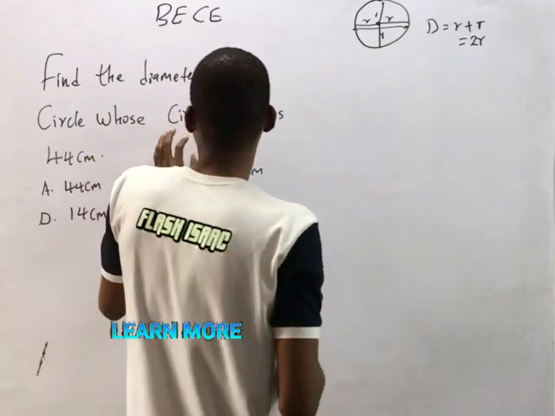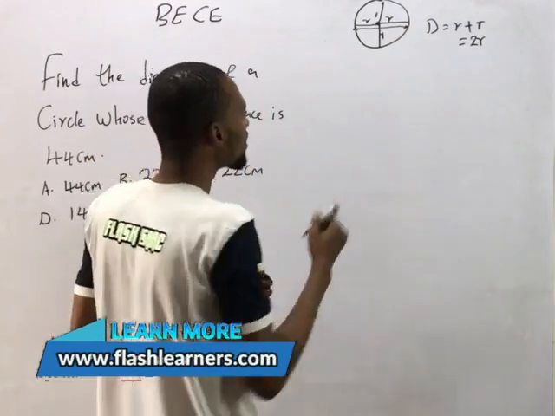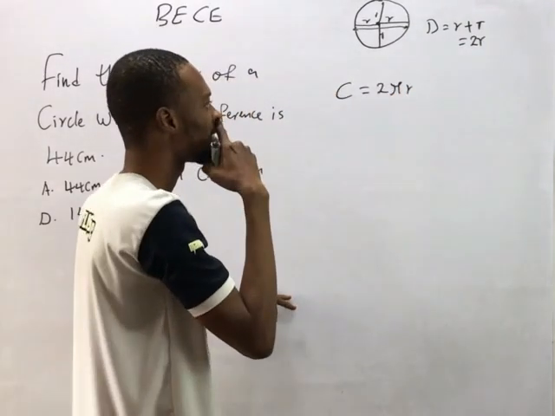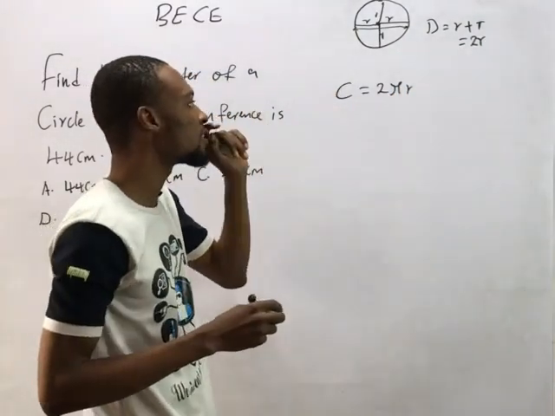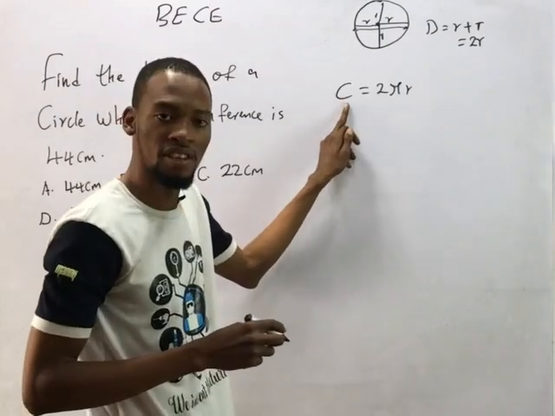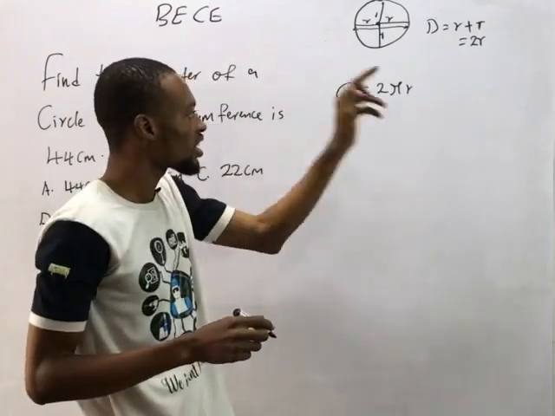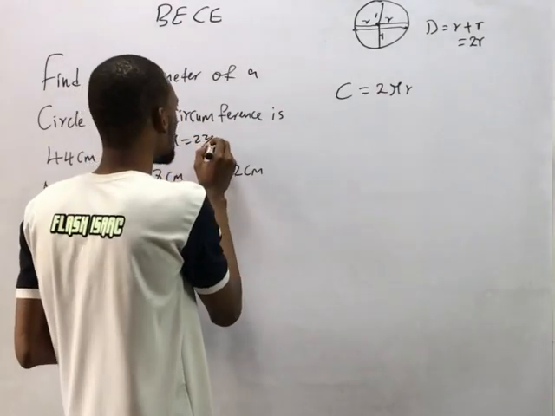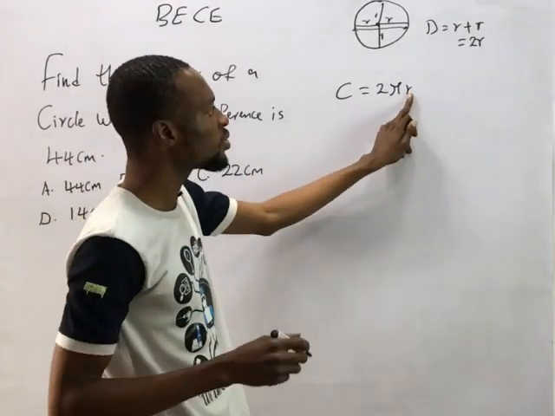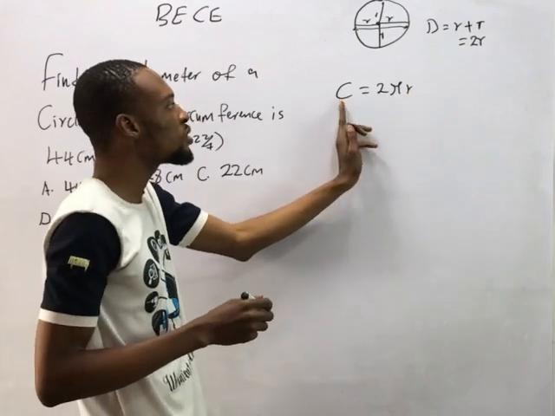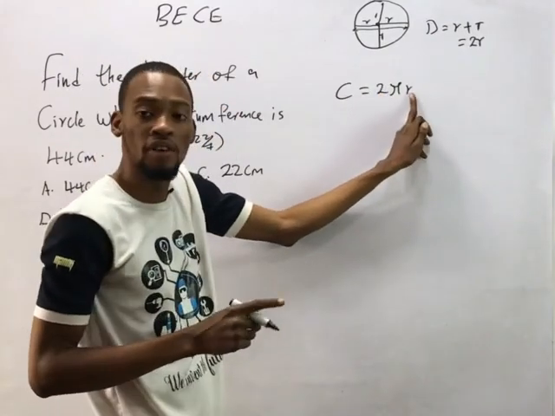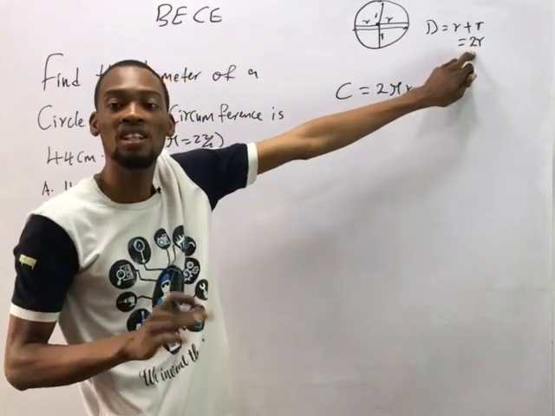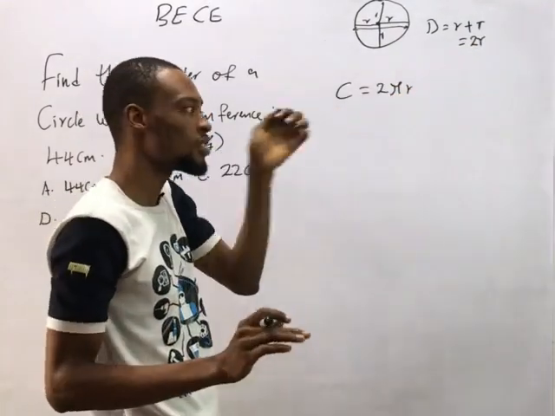Now we are given circumference also. Circumference is equals 2 pi R. This is the formula for circumference. Now we have circumference, right? 44 cm, and we know pi is 22/7. So we don't know radius. This implies that if we use this circumference formula, we can solve for radius. And when we get our radius, if we multiply the radius by 2, we'll get what? Diameter. This is what you do in this question.